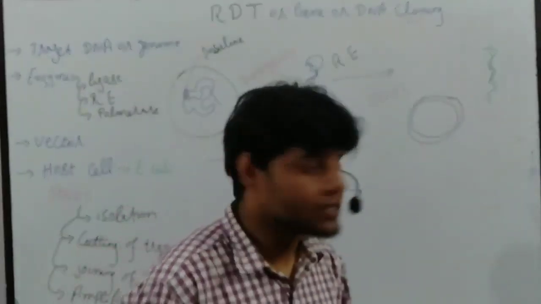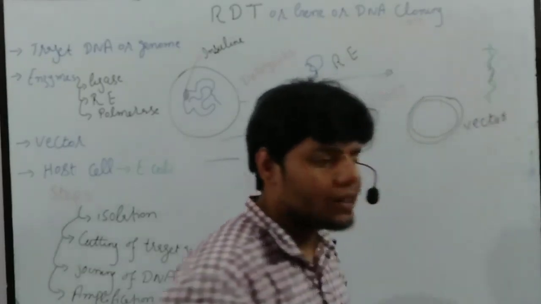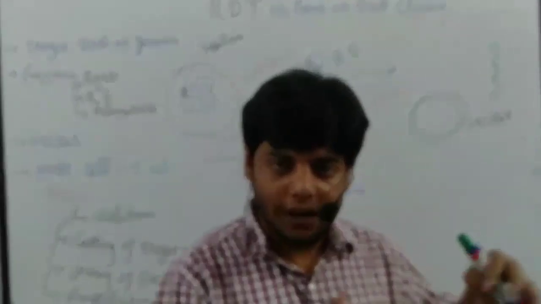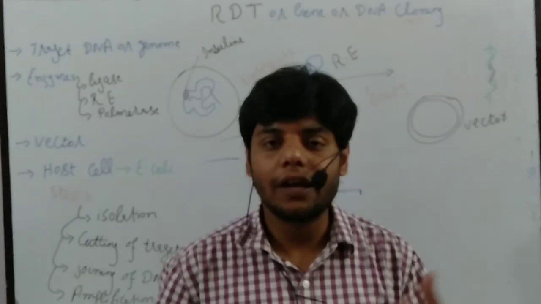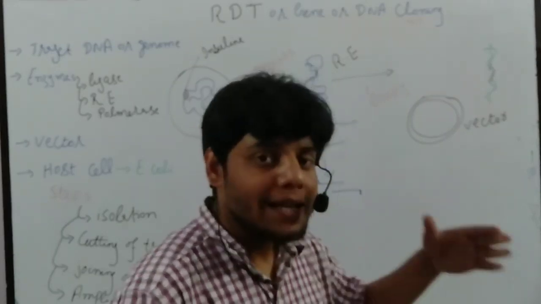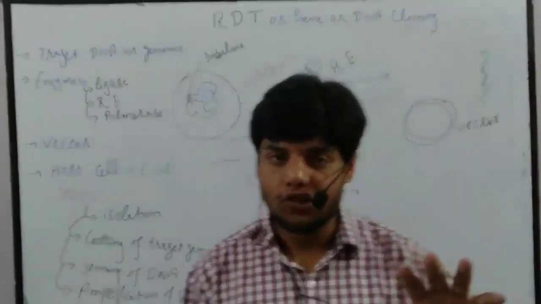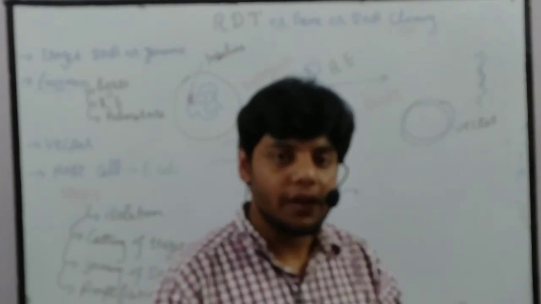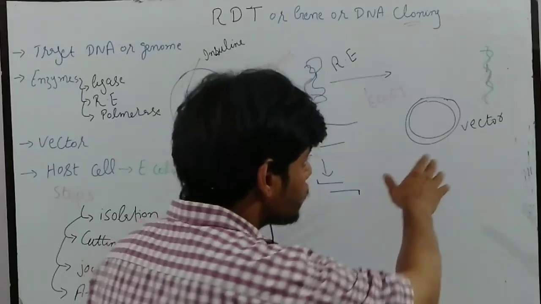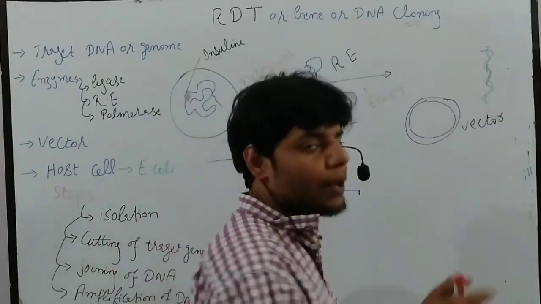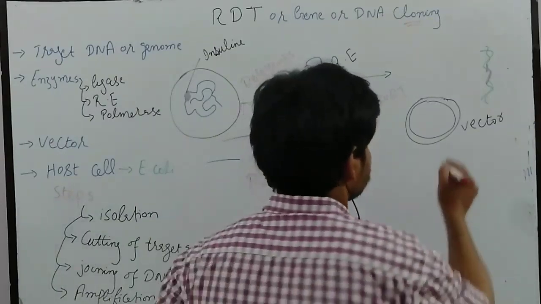vectors. Now what are vectors? Vectors are the delivery system, the transfer material. They can transfer our target genes, our target genome. Plasmid is also a vector because it can transfer our target genes. It is a vehicle through which we can transfer our genes of interest. In this case, usually we need the plasmid, although we can also use phasmid or cosmid as vectors. But let's say in this case we need a plasmid vector.